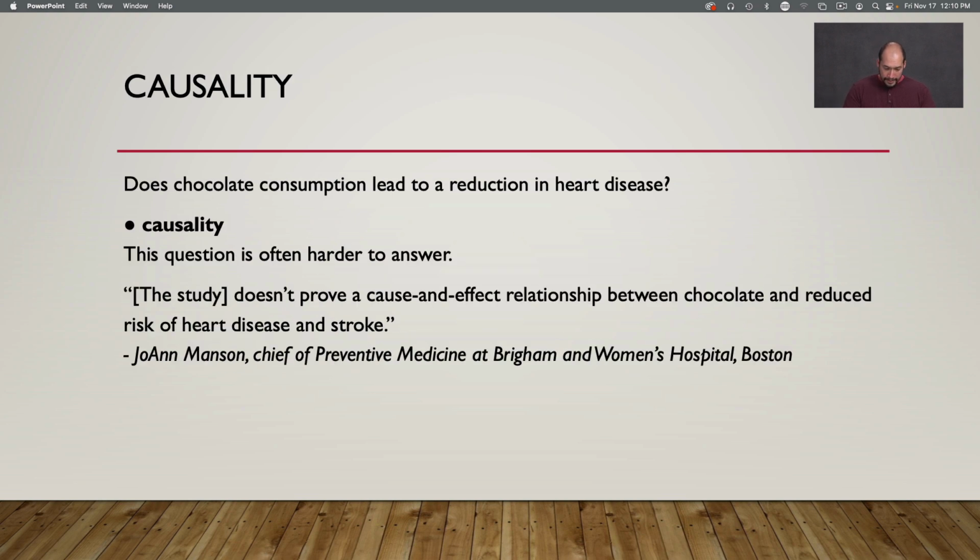Well, this is trying to understand cause and effect. And that's a very hard question to answer in statistics. Here we have Joanne Mason, who's the chief of preventive medicine at Brigham and Women's Hospital in Boston, who said the study doesn't prove a cause and effect relationship between chocolate and the reduced risk of heart disease and stroke. Well, how did they make this decision and this conclusion?